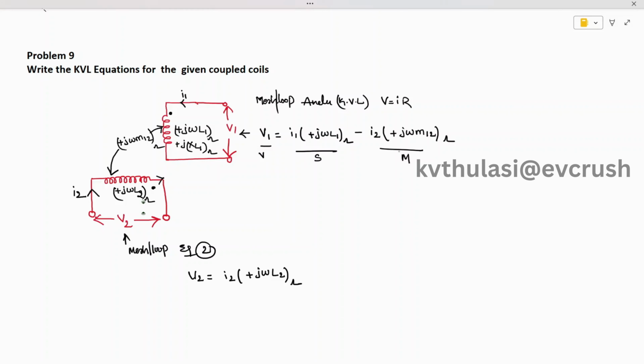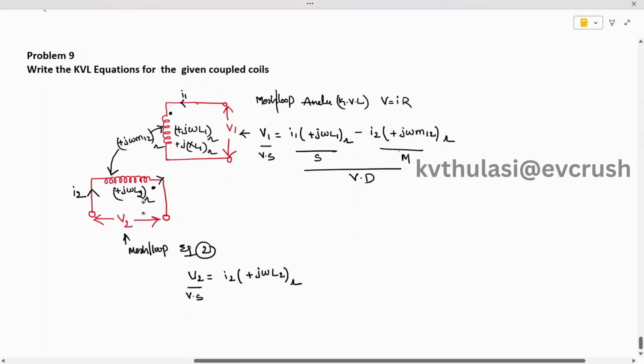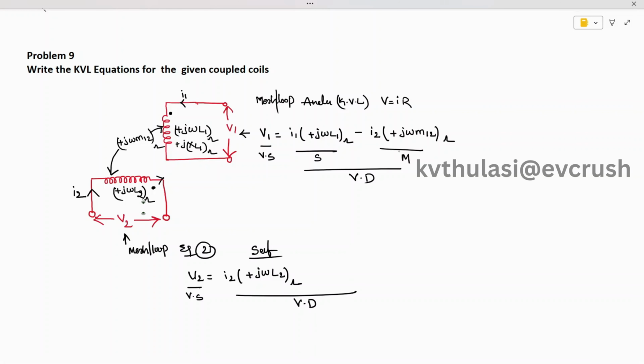What I am writing on the left-hand side are voltage sources, and what I am writing on the right-hand side are voltage drops. Here also, the left-hand side is a voltage source and the right-hand side are voltage drops. The first term I write is the self-inductance. That's how we should have clarity in writing the equations.